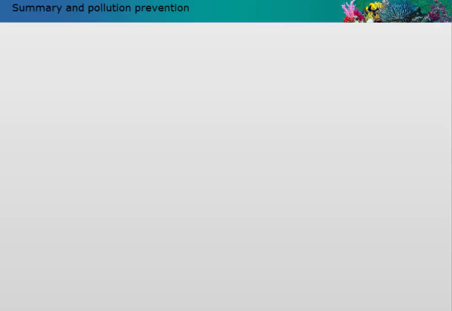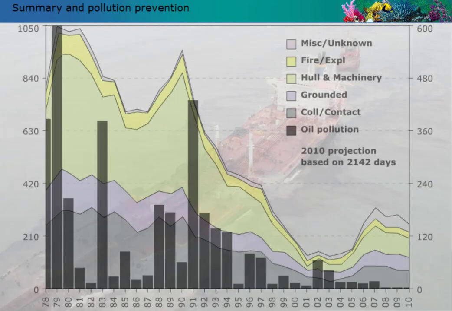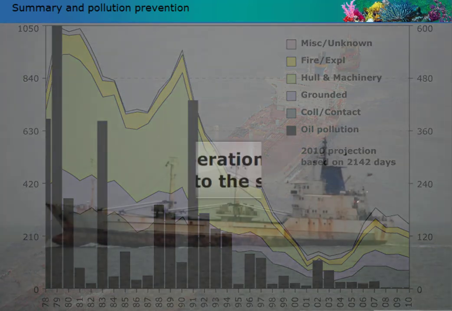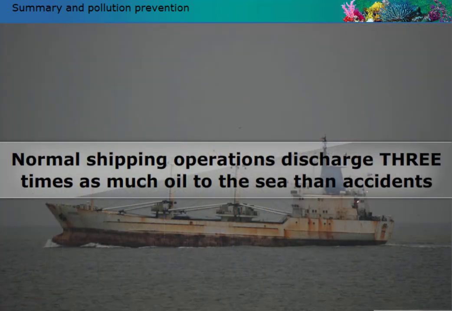Two things are important to remember. 1. Since 1979, the amount of oil entering the sea as a result of shipping operations has gone down dramatically due to safer shipping operations, design improvements and regulations. 2. While accidents get all the attention, routine shipping operations contribute 3 times as much to the input of oil to the environment as accidental pollution.